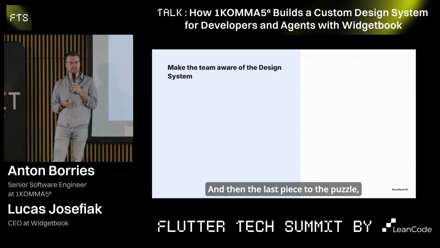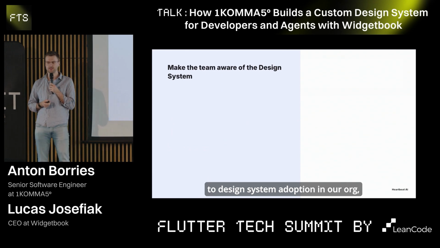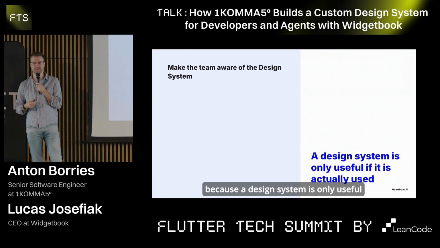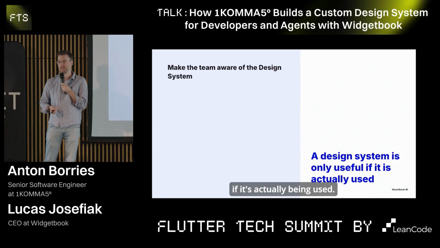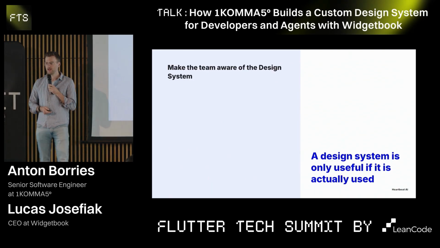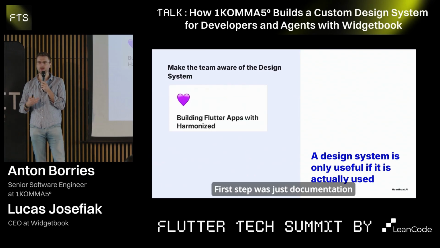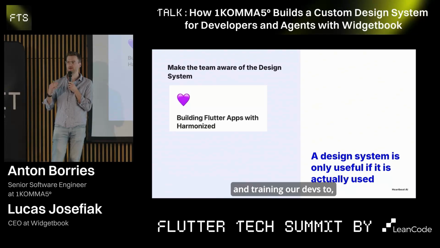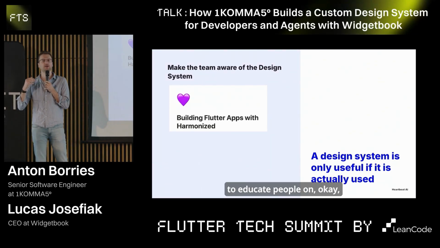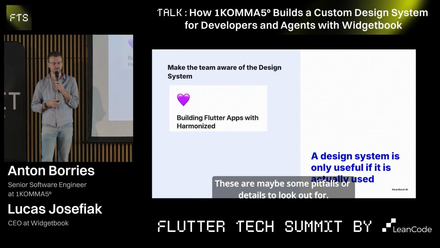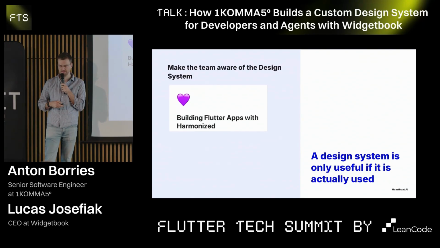And then the last piece to the puzzle to design system adoption in our org was to actually make people adopt it, because a design system is only useful if it's actually being used. And for that, we had two steps, basically. First step was just documentation and training our devs. We had this big Notion document, building Flutter apps with Harmonized, to educate people on, okay, these are the patterns we want to follow. These are maybe some pitfalls or details to look out for.